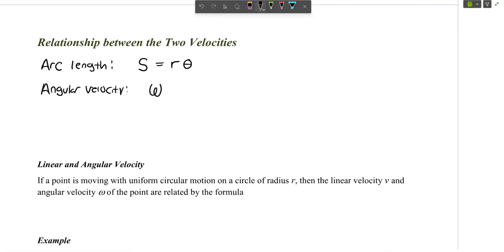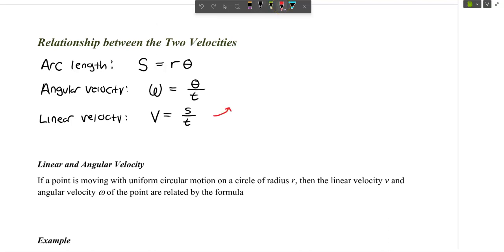We're going to use omega, which represents angular velocity, and that's theta over time. And then we have our linear velocity, which is the first thing we talked about in this video. So linear velocity is going to be V equals S over T, where S, of course, represents the arc length. Now there's one small variation we can take of this, because there's a second formula that can be derived from this based on what we have here so far.